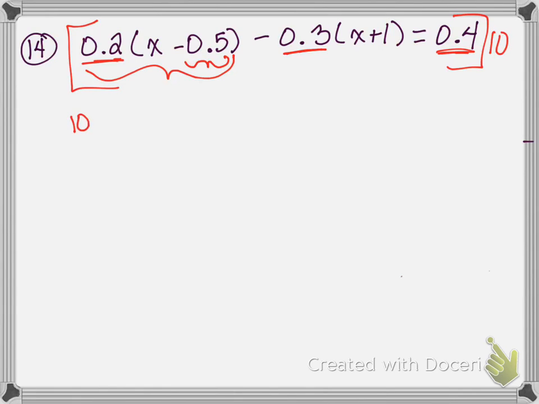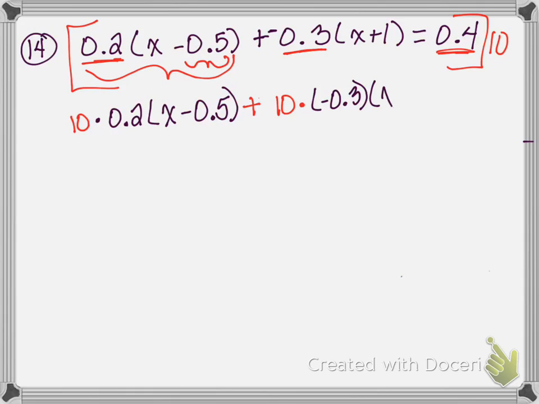So I'm going to have 10 times 0.2 times x minus 0.5. Then I've got that negative. I like to go ahead and deal with my negatives, so I'm going to make it plus negative 0.3. So I'm going to have 10 plus 10 times negative 0.3 times x plus 1. Then I have 0.4 times 10.